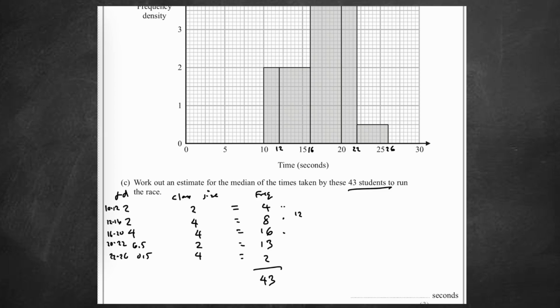So we've said there's 12 up here, and then it's going to be 10 people into the 16 people between 16 and 20. So what I'm going to do is say 10 out of 16 multiplied by 4, which is the class size. 10 out of 16 multiplied by 4 gives us 2.5. It is going to be roughly 2.5 into the 16 to 20 range. So we're going to do 16 plus 2.5 gives us 18.5 seconds as the median estimate.